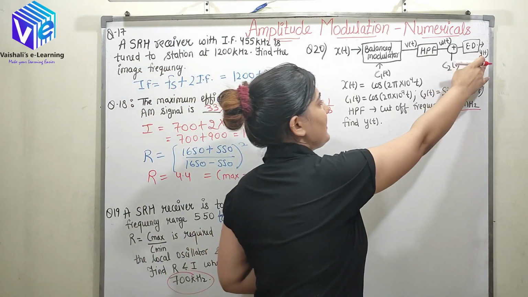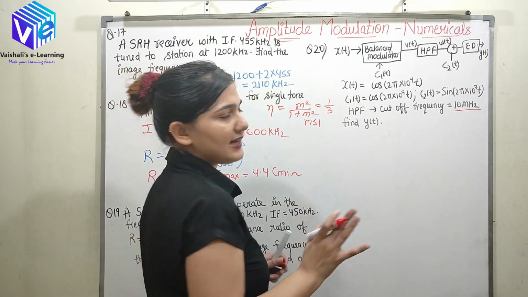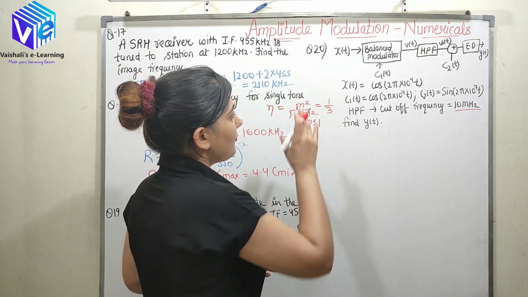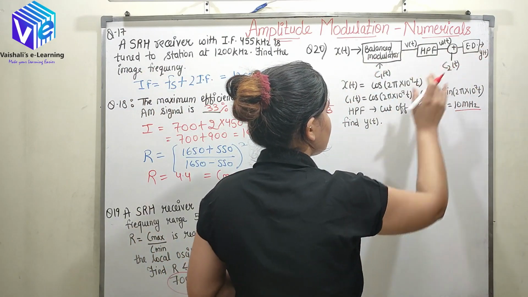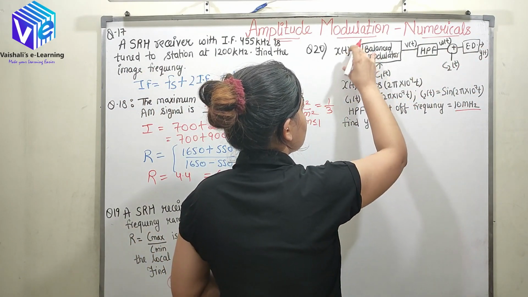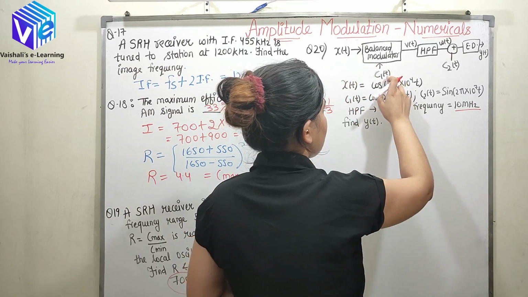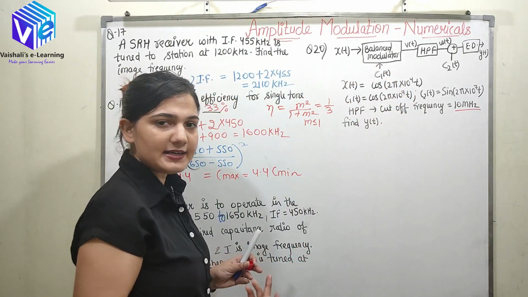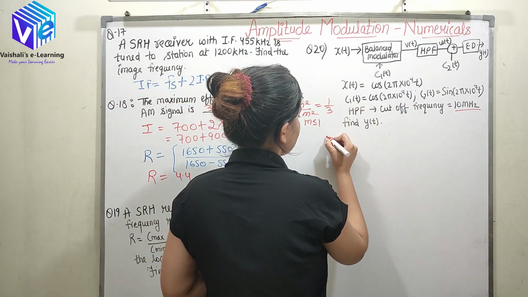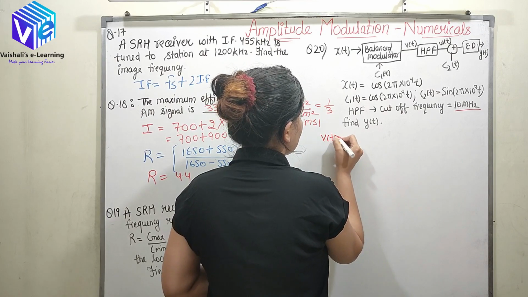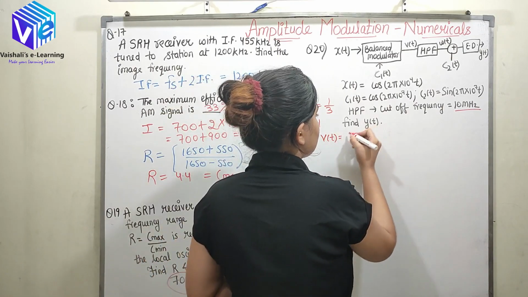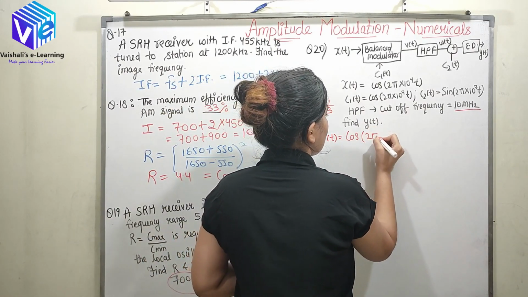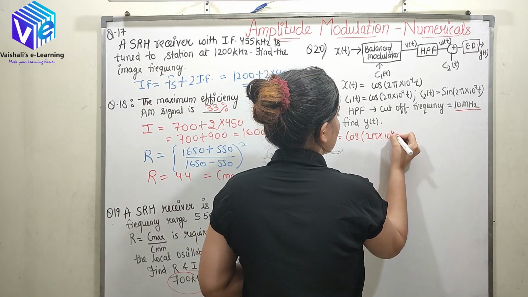So y(t) is after the envelope detector. Now we'll follow the stepwise procedure. First of all, x(t) is multiplied with c1(t) with the help of a balanced modulator to find out v(t). So x(t) is cos 2 pi into 10 raised to power 4 t.